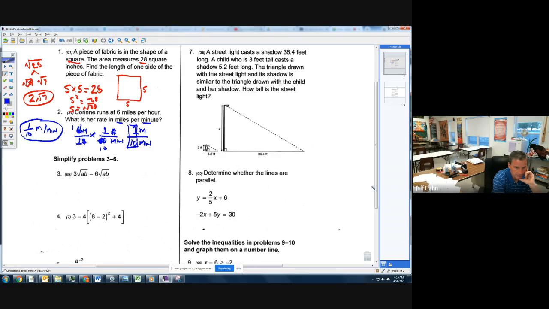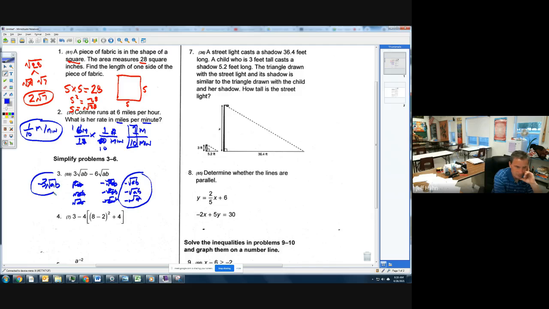Problem number 3: if you have 3 square roots of AB and you take 6 of them away, you have a problem. It's going to take me a second to draw those, but I'm taking away 6 of them. I'm taking away many more than I have. You know, this and this will cancel out, this and this will cancel out, this and this will cancel out because they're pluses and minuses. You have a balance of negative 3 square roots of AB.